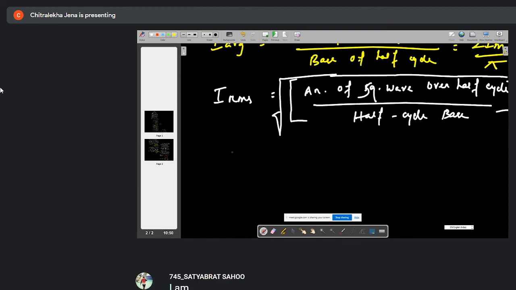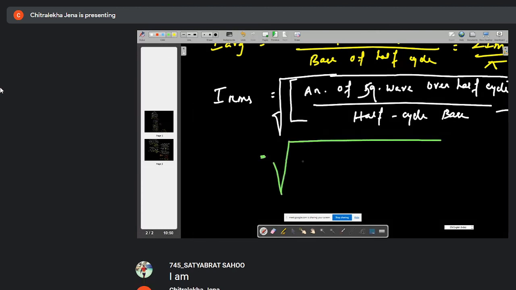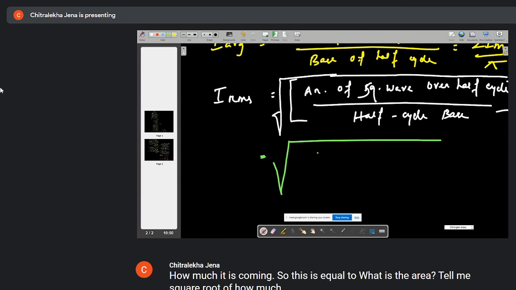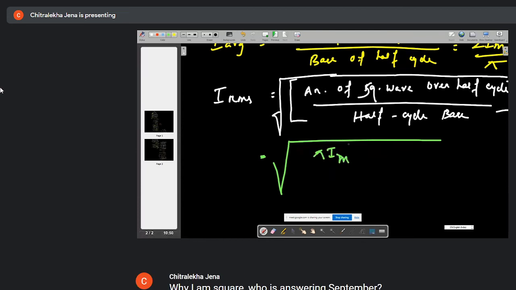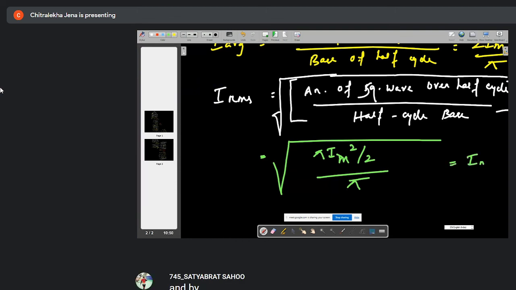How much is it coming? So this is equal to, what is the area? Tell me. Square root of IM square by 2 pi, times pi, divided by 2 pi... Who is answering? Satyavrata. Square root of IM square by 2, divided by how much? Pi. So this will be equal to how much? IM by root 2. Yes, ma'am. And what will be the form factor?